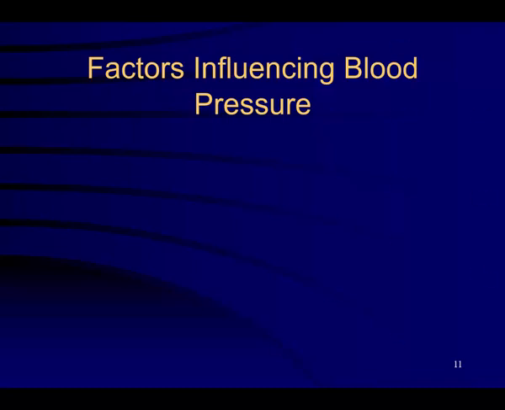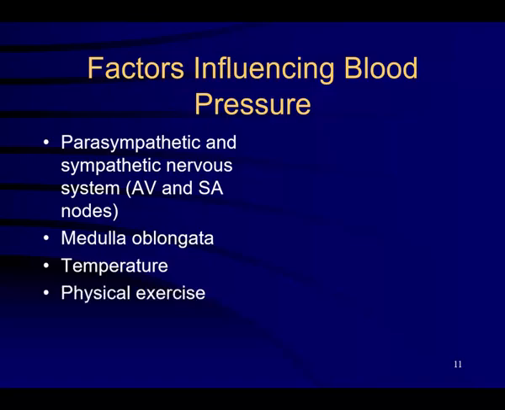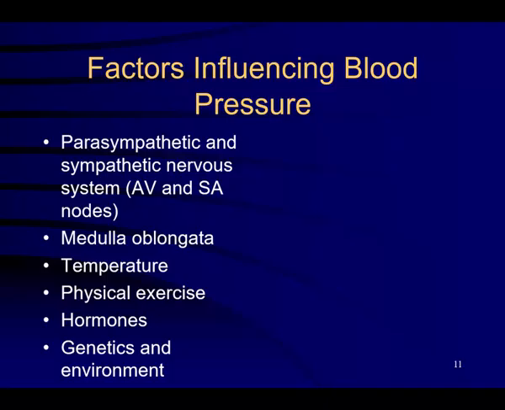So there's many things that will change blood pressure, and this list is just huge about all the different things that affect how we maintain homeostasis. Parasympathetic, sympathetic nervous system, the medulla oblongata, the brainstem, will also play a role in heart rate. Temperature, a fever increases it, being cold decreases it. Exercise will increase heart rate, which increases blood pressure slightly, although this is offset by the vasodilation. Some hormones increase pressure, some decrease pressure. Your genetics can play a role.